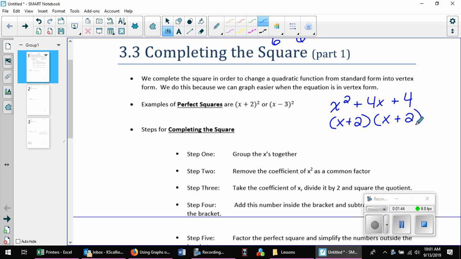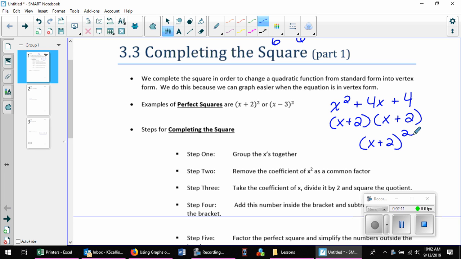Okay, and as mathematicians, we are efficient. We like to cut down on writing stuff. So instead of writing these two as separate things, we're just going to go x plus 2, and we're going to throw a little squared up there, because we're not going to write that twice. We don't have time for that. So we're going to be efficient and write it like this.